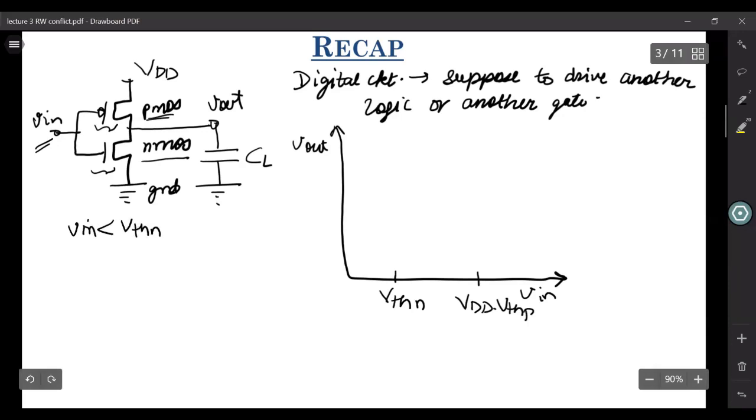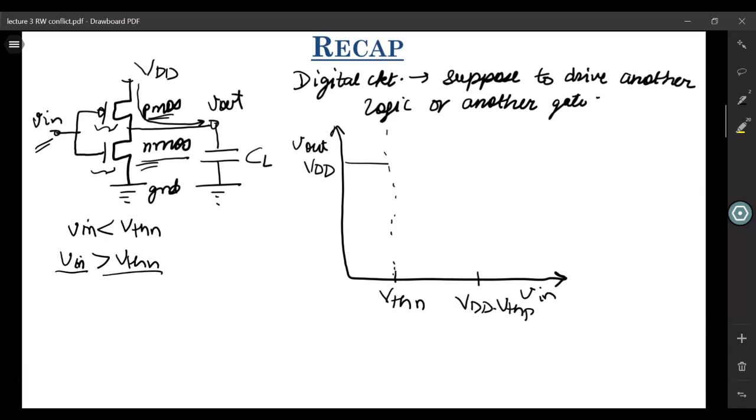In that case, your NMOS is not turned on, and as such, this PMOS has an open field for driving this Vout to VDD. So this PMOS is on, and this will charge the node Vout to VDD. Till this point, that is VTHN, the output remains fixed at VDD. Now what happens as you increase your Vin beyond this VTHN? As you increase this Vin beyond VTHN, this CMOS inverter becomes a tug of war game.